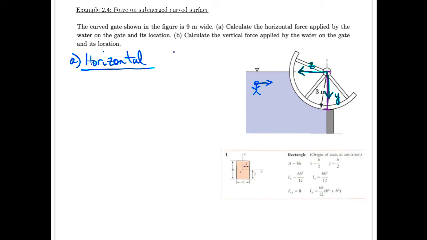So first things first, we pick which method we're going to use. In previous examples, I've shown you both method 1 and method 2, but because we've solved many horizontal questions already, I'm going to use method number 2 here.